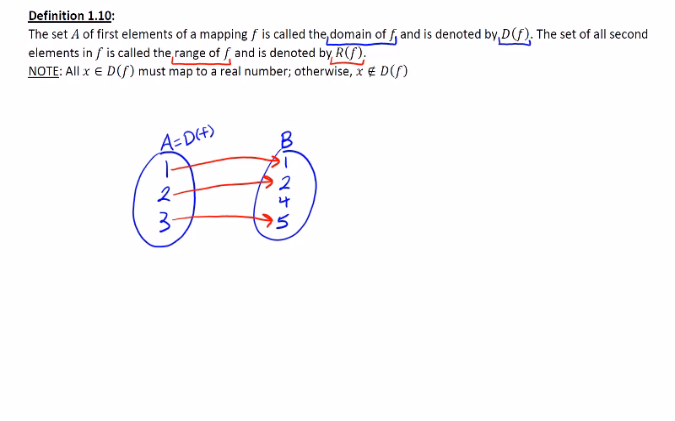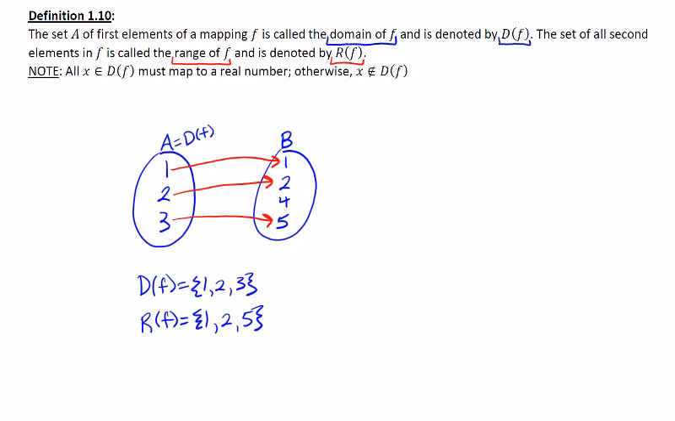So in this example, the domain of F is going to include all of the elements from that first set, but the range is only going to include the elements that I used. That would be the elements 1, 2, and 5. So the range is not necessarily the same as set B, but it is derived from the elements of set B that end up getting used.